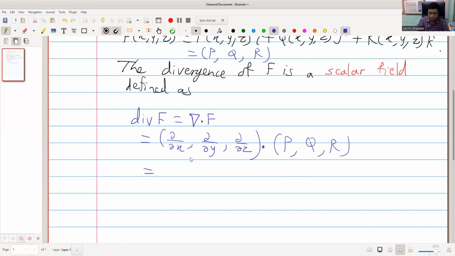That is, partial derivative of P with respect to x. Note that this del is not a vector, so we don't have multiplication. Instead, this del is an operator, so we take partial derivative of P with respect to x. Okay, it is not a multiplication. Partial P with respect to x plus partial Q with respect to y plus partial R with respect to z. Okay, so this is our divergence.